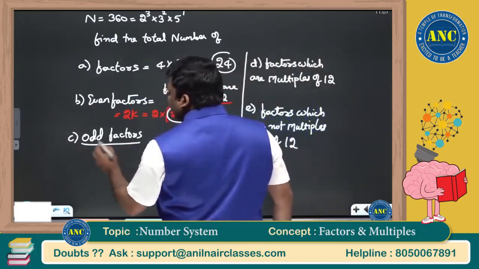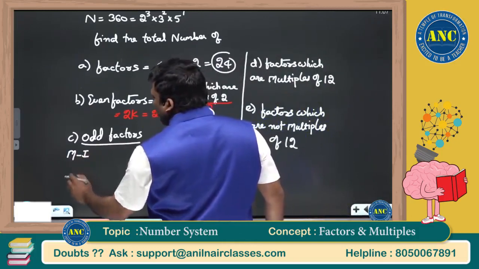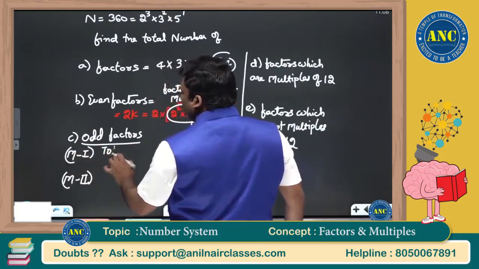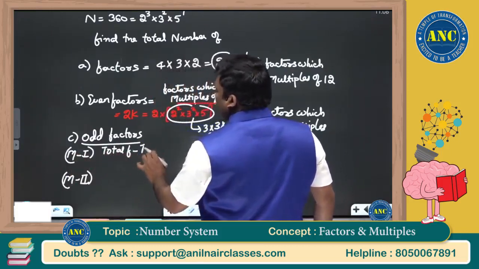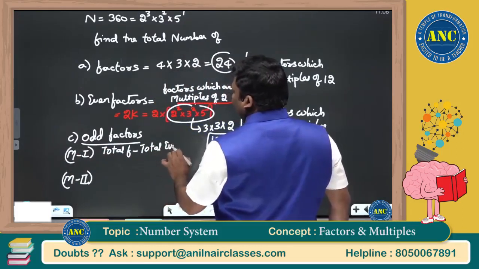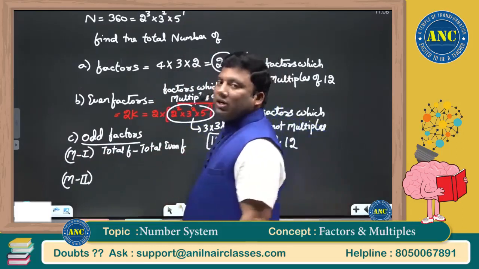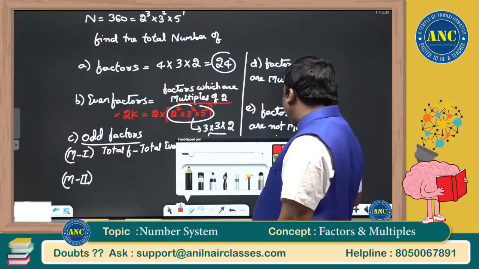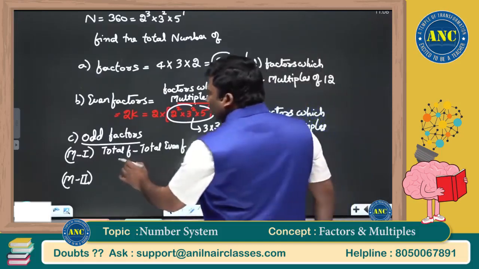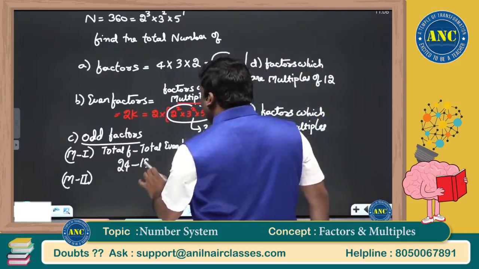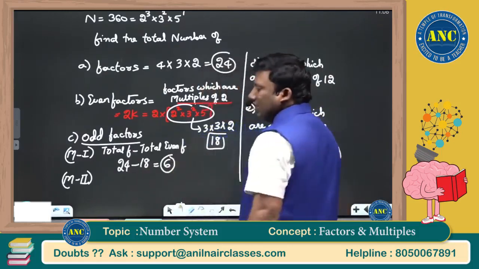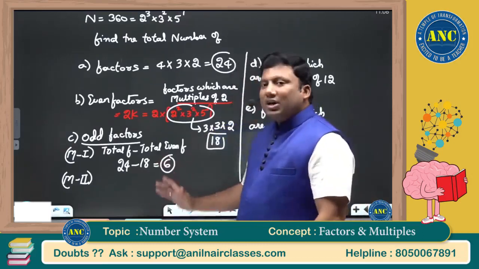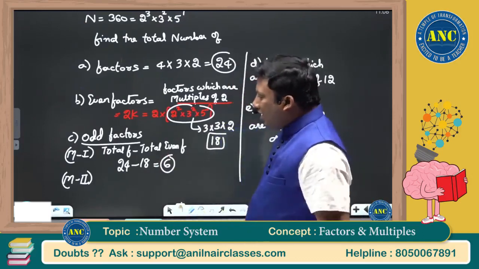Odd factors. This can be done in two ways: method number 1 and method number 2. Method 1 is total factors minus total number of even factors. I will get the odd number of factors. So total factors, how many are there? 24. Even factors? 18. 24 minus 18, what will be the answer? 6. If I want the odd factors, total factors minus total number of even factors gives the odd factors.